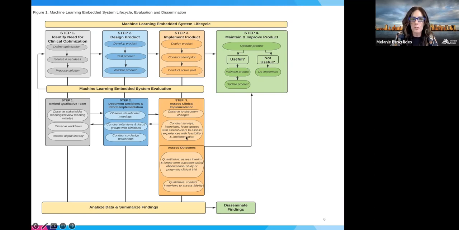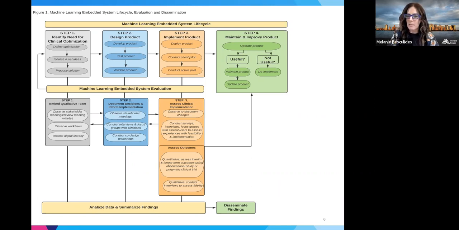We can also conduct surveys, interviews, and focus groups to assess user experience, feasibility, and implementation. This is what we spent a lot of time doing in the study I'm going to talk about. And then we can assess outcomes, which I mentioned before, quantitative and qualitative outcomes. At the bottom here, this is all data analysis and summarization. Everything feeds back into each other, and we then disseminate the findings.